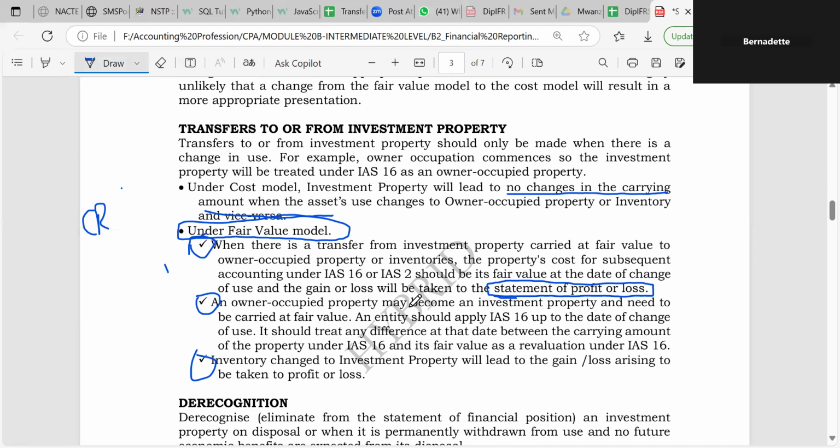An unoccupied property may become an investment property and need to be carried at fair value. An entity should apply what? IAS 16 up to the date of change of use. And then it should treat any difference at that date between the carrying amount of the PPE and the fair value as a revaluation under what? IAS 16. So it's very simple. Just prepare to do the proper farewell to the standard that we are using previously.